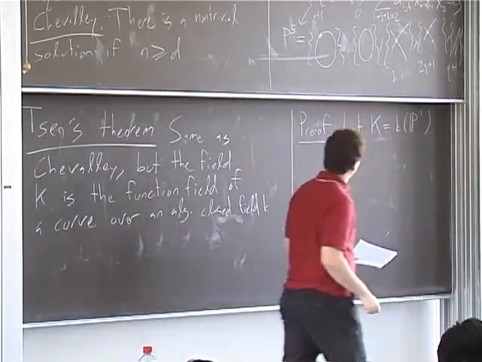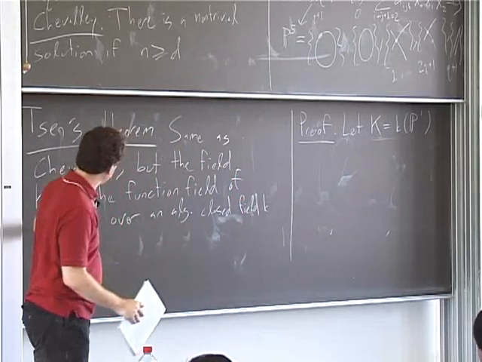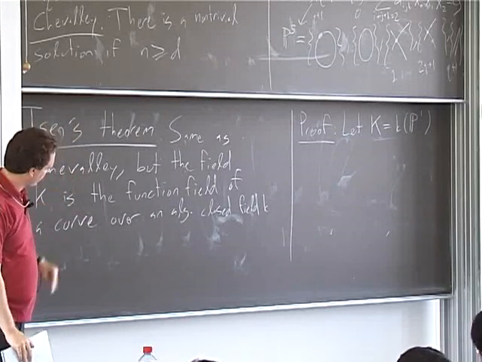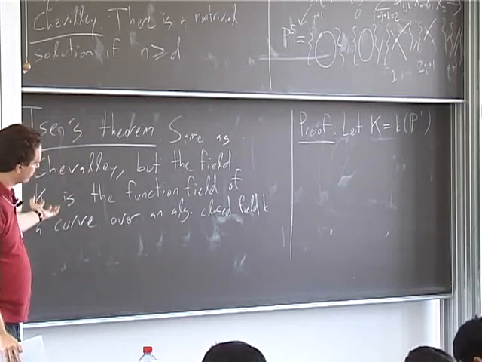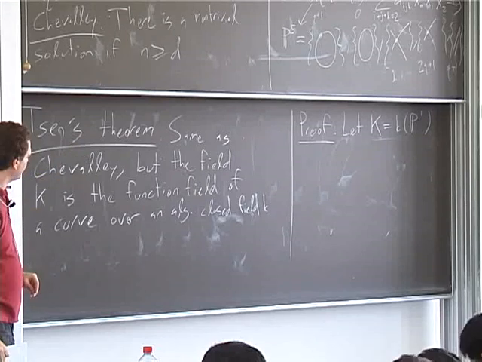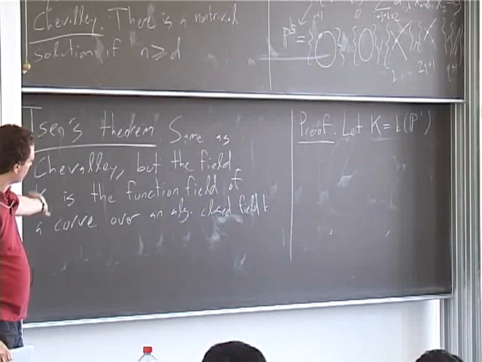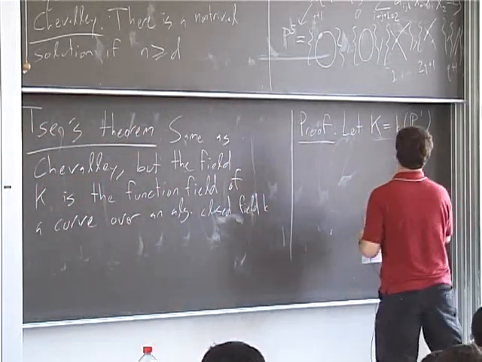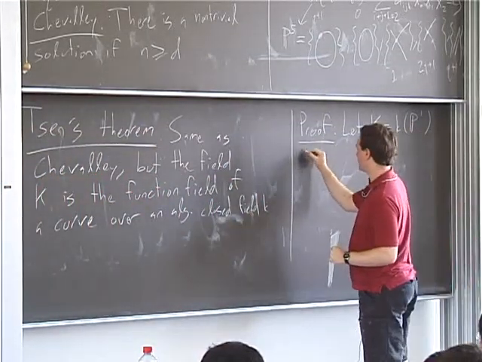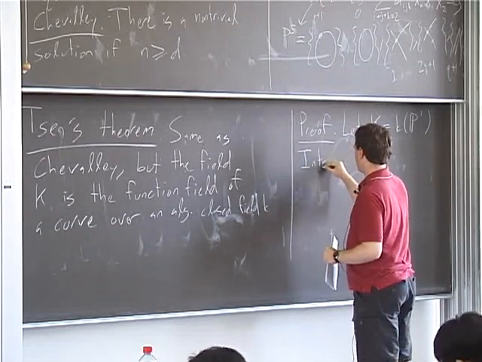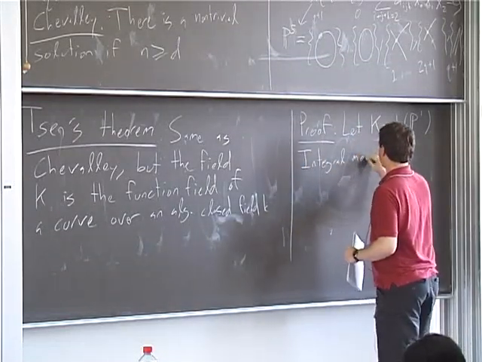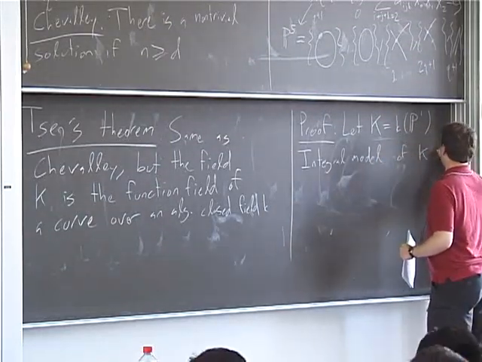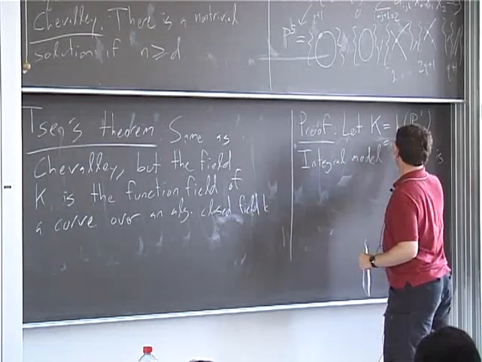So at this point, I'm going to choose an integral model. So this field K is the function field of a curve. If you were working with a number field, then you could work with the number field, or you could work with its ring of integers. When you're working with the function field of a curve, you could work with that function field, or you could work with the curve. That's in some sense the analog of the ring of integers. So an integral model, or a projective model, as it's often called, of K, is P1.